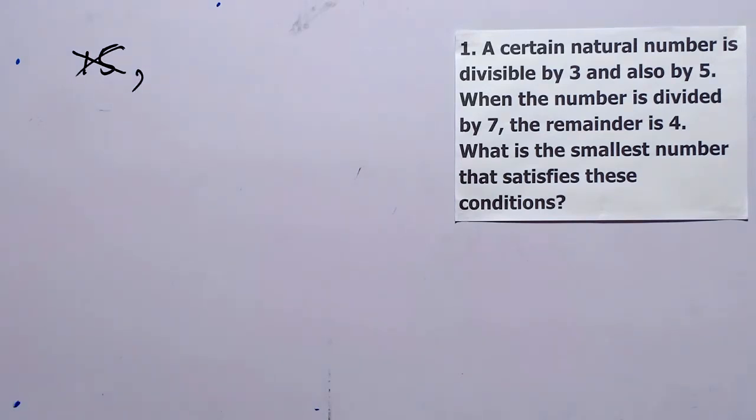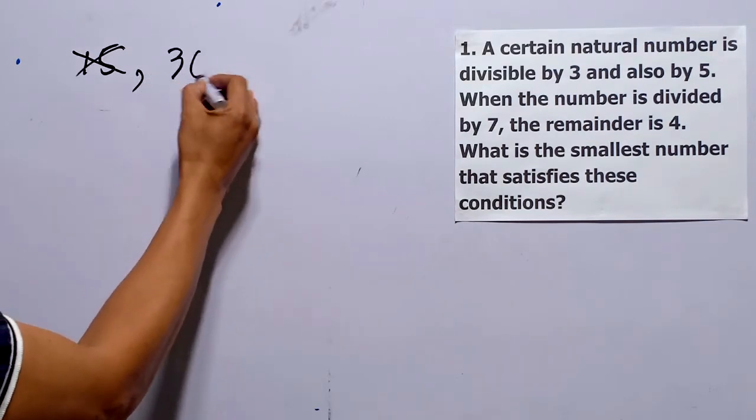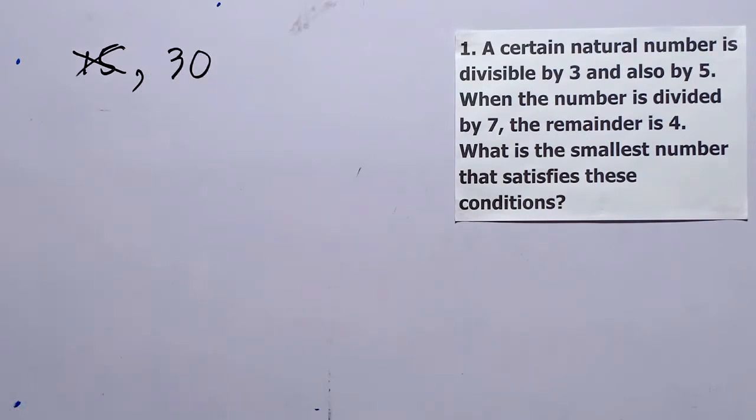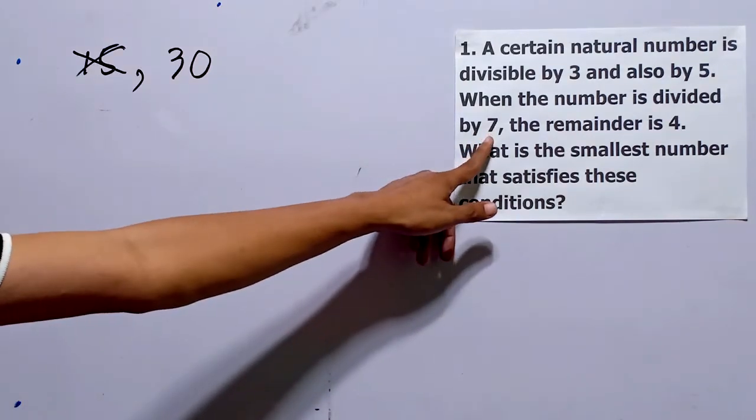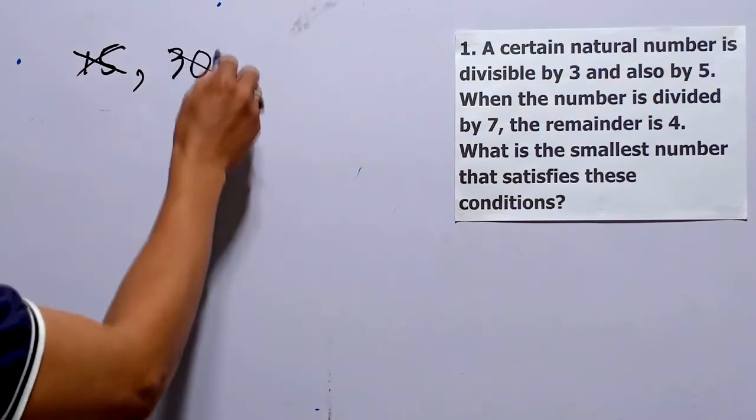After 15, the next is what? You simply add 15 and 15. That will give you 30. So the next number that is divisible by 3 and 5 is 30. If you check, 30 divided by 7 will not give you remainder 4. The remainder is 2, right? So 30 cannot be the answer.